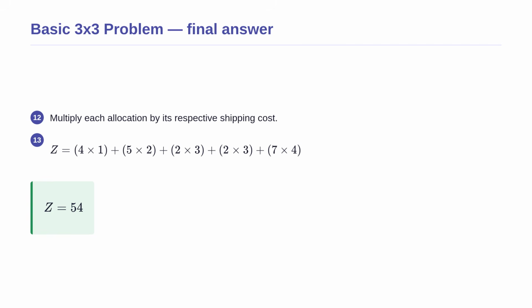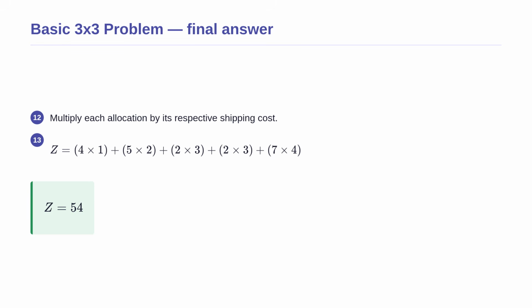Now that our grid is fully resolved, we can calculate the total cost. We do this by multiplying each allocation by its respective shipping cost. We shipped 4 units at a cost of 1, 5 units at a cost of 2, 2 units at a cost of 3, another 2 units at a cost of 3, and 7 units at a cost of 4.